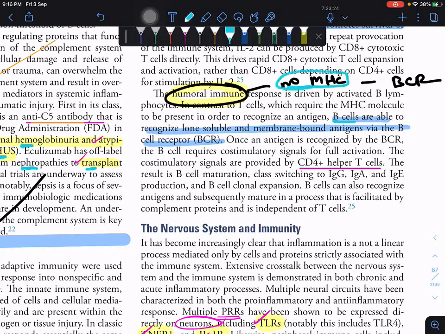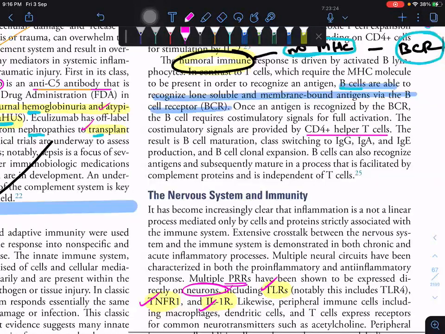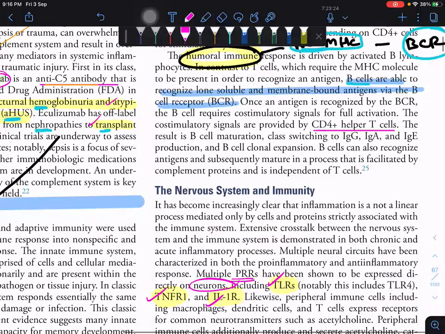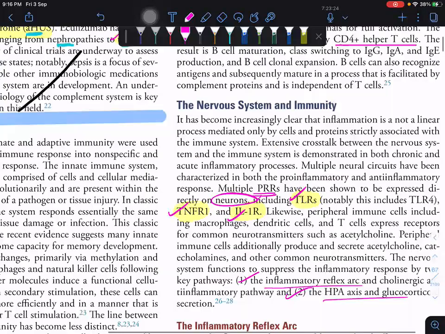In the humoral immune response, the main mediator involved is called BCR, that is B cell receptors. Like MHC in cell-mediated immunity, in humoral immunity the BCR is present. Remember that much, it is enough. And the main helper cell involved in humoral immunity is the CD4 helper T cell. So with this, our immunity is finished.